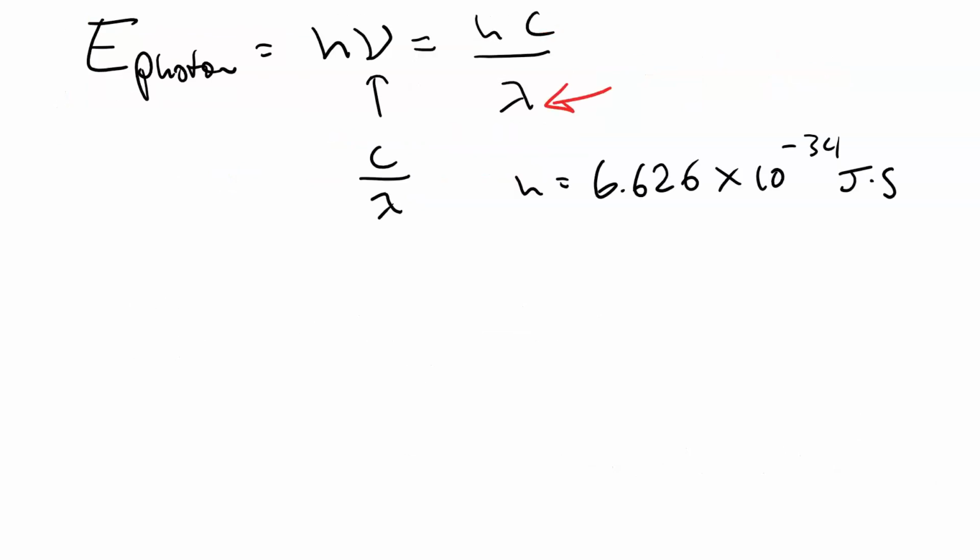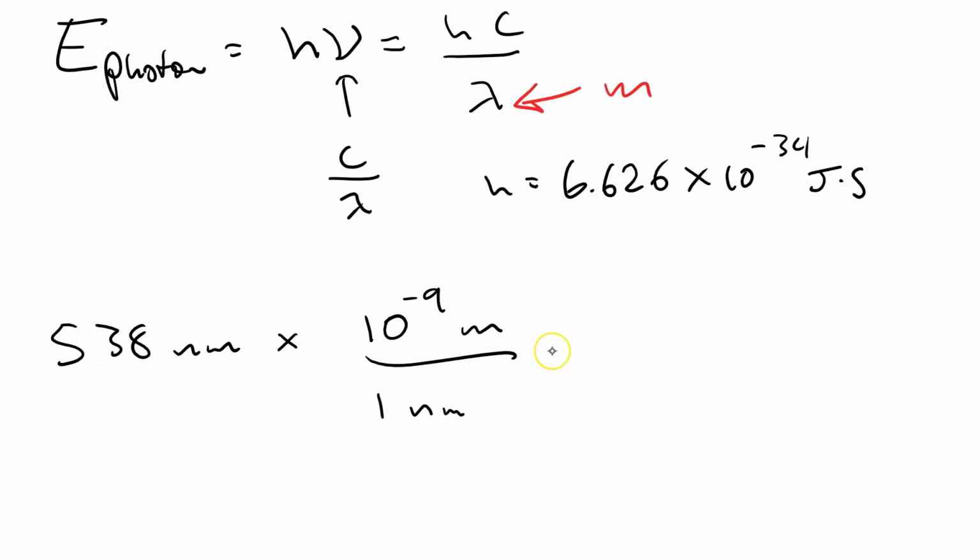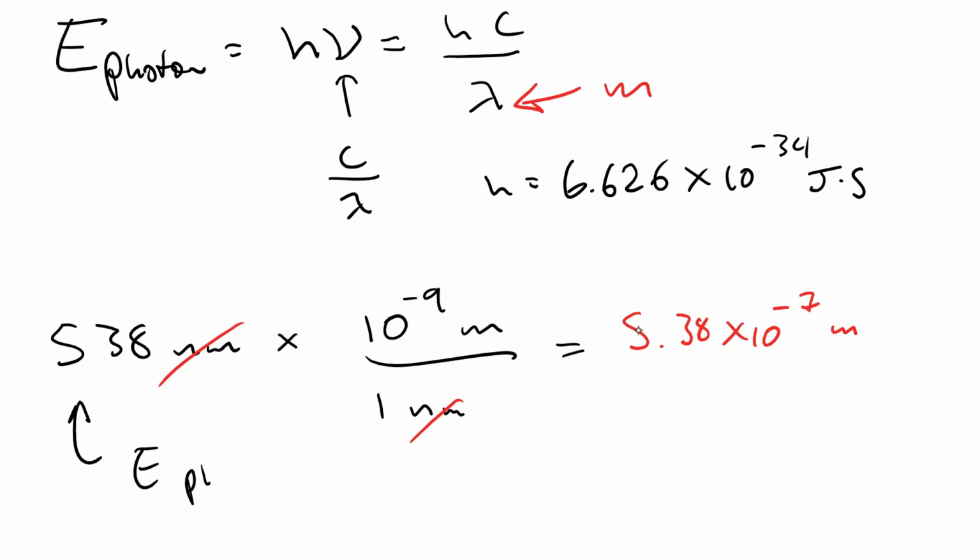For this to work, you have to convert your wavelength to meters. So you recall from the photoelectric demonstration that the longest wavelength of light that would cause electrons to be ejected from the metal surface was 538 nanometers. If we convert that to meters, we have 10 to the negative 9th meters for 1 nanometer. And when we do that conversion, we get 5.38 times 10 to the negative 7th meters. So the energy of one of these photons equals hc over 5.38 times 10 to the negative 7th meters.